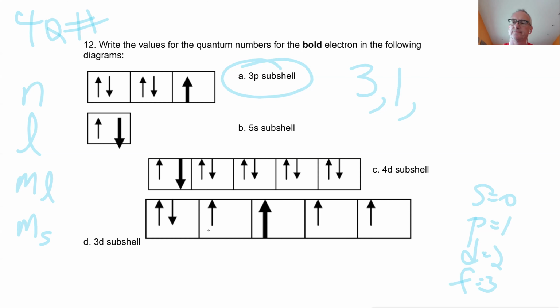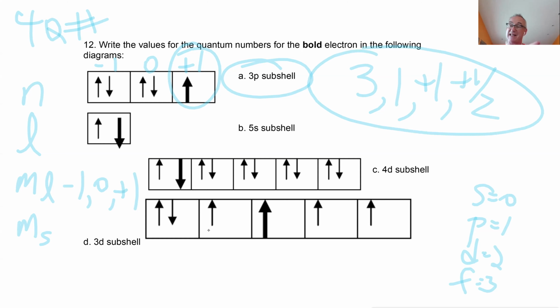What about the third? Which orbital is it? How do we figure that out? +1. Right, +1. m sub l goes from -1, 0, and +1. That's the name, the address for each one of these orbitals. So this third one is +1. And then what's the last number? +1/2. Right, exactly. So those would be the 4 quantum numbers for that specific electron.